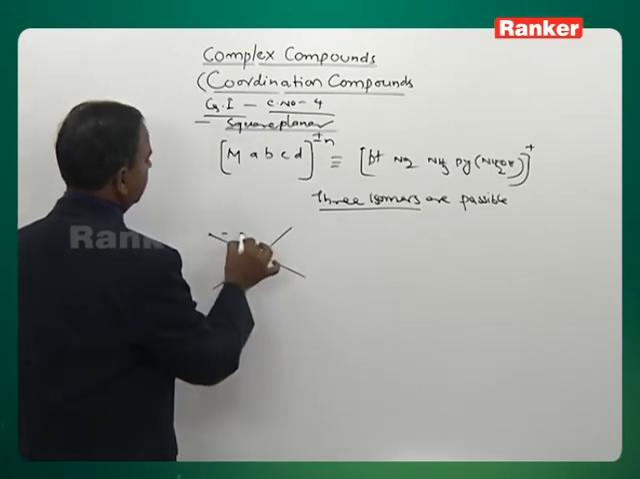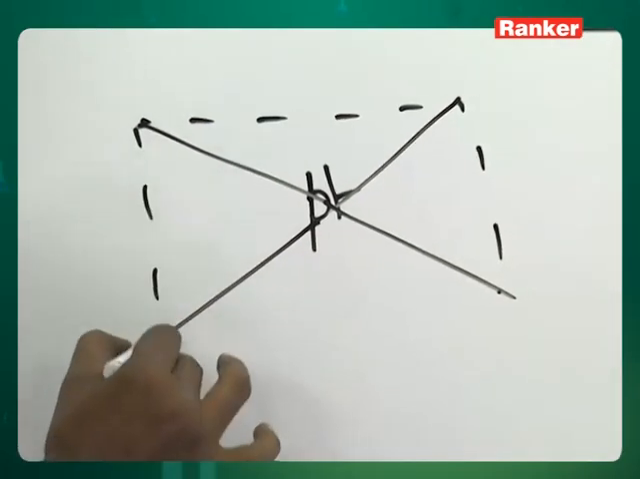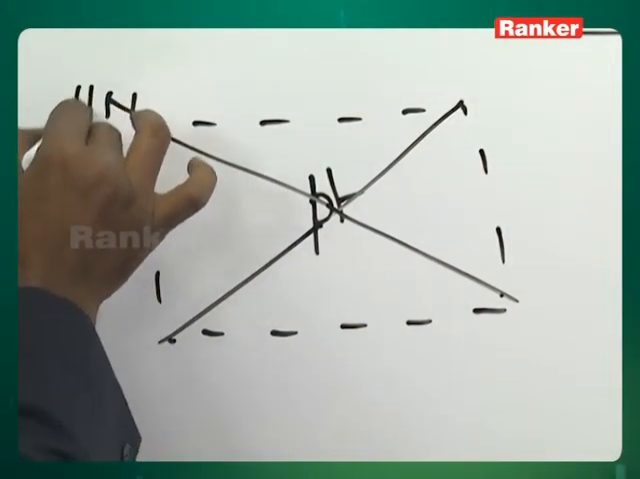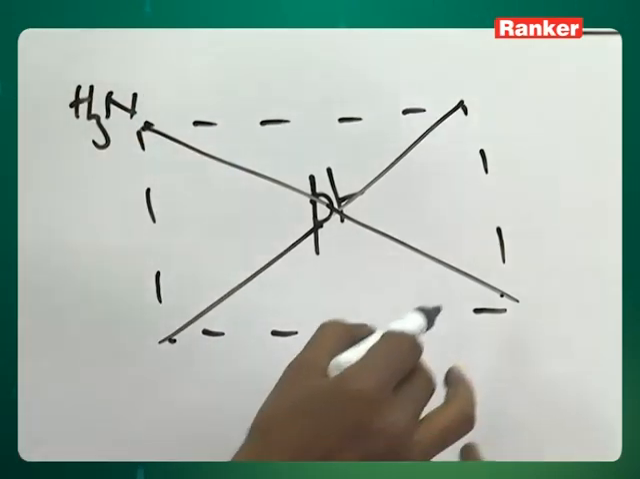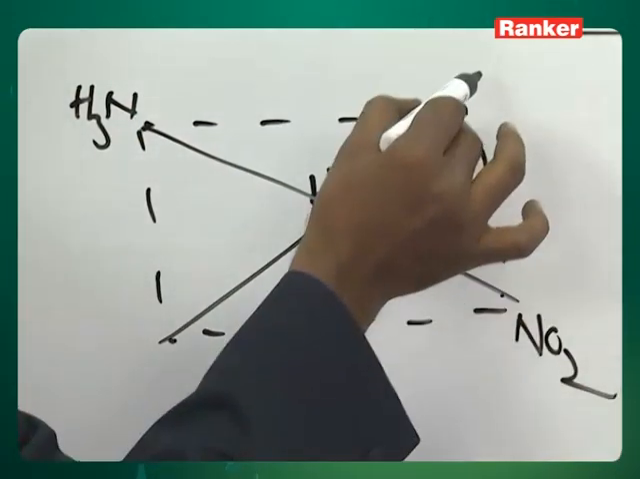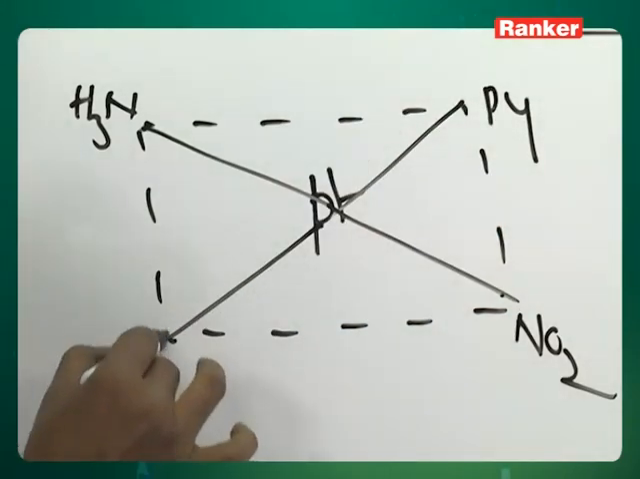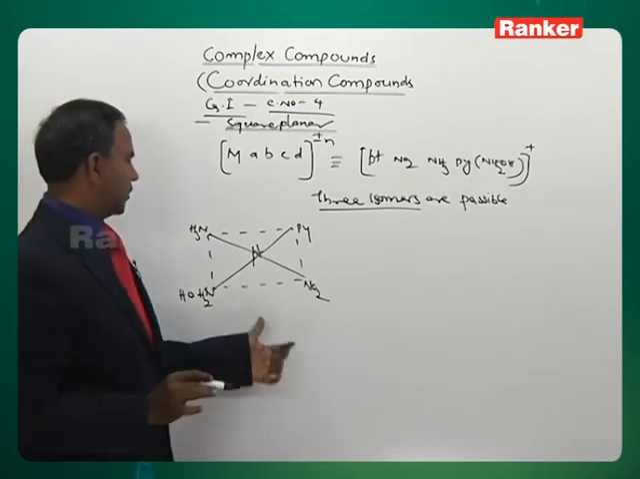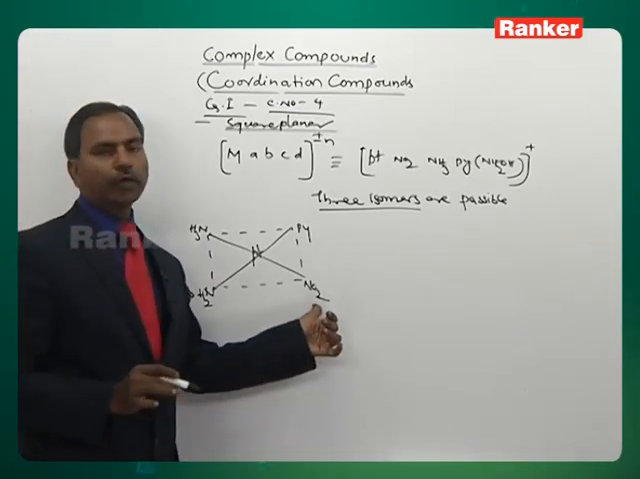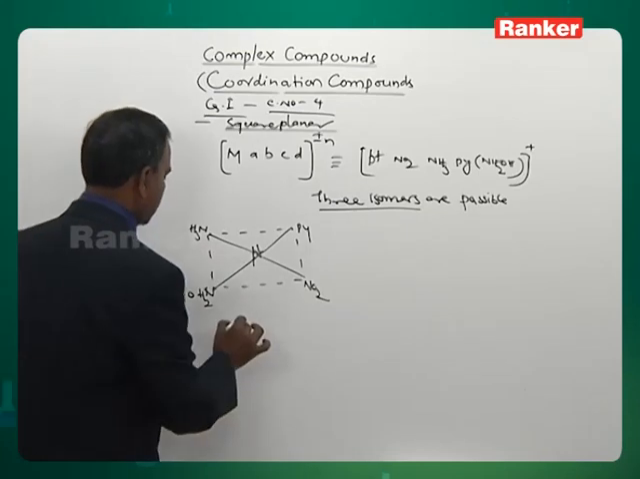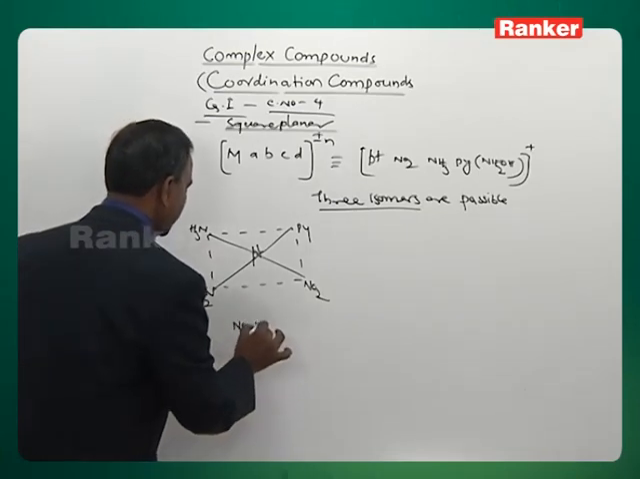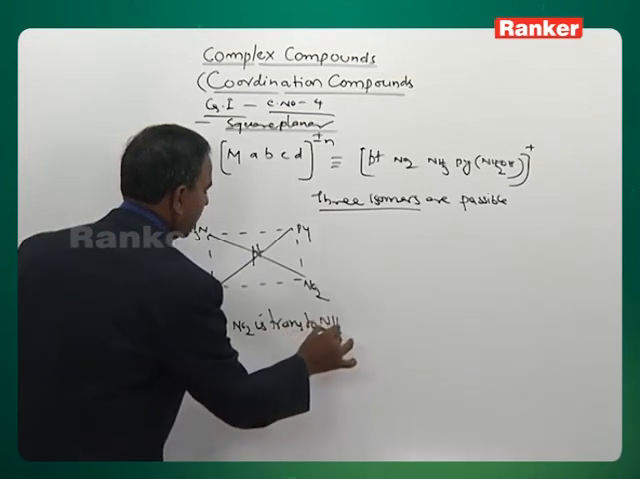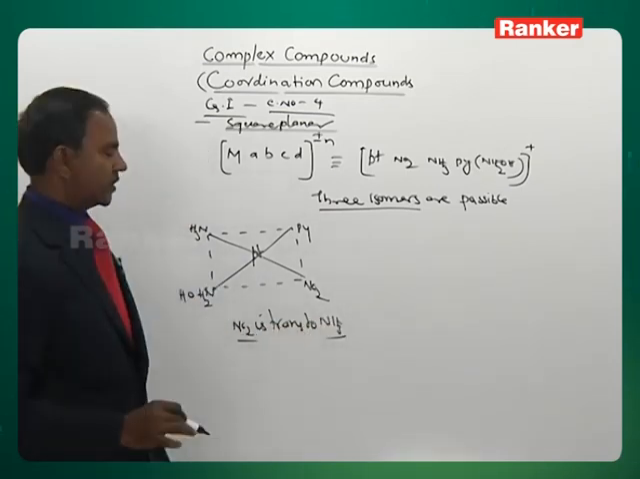Square planar. I fix the first one, fixing anything, suppose I make it NH3 here. Then I write NO2, and the remaining I write like this, NH2OH. So in this one, NO2 is trans to NH3.